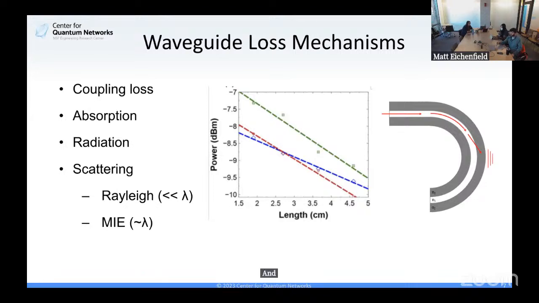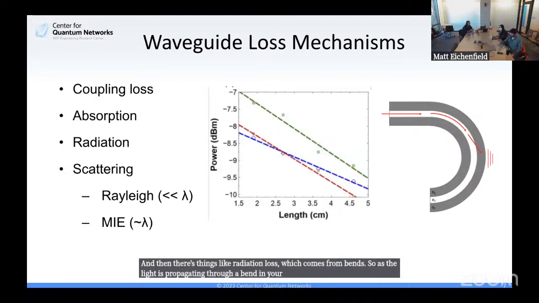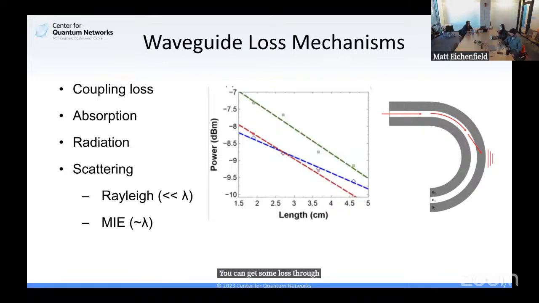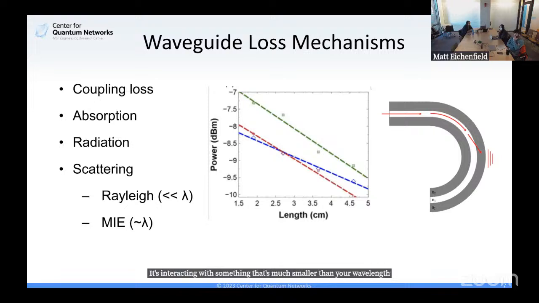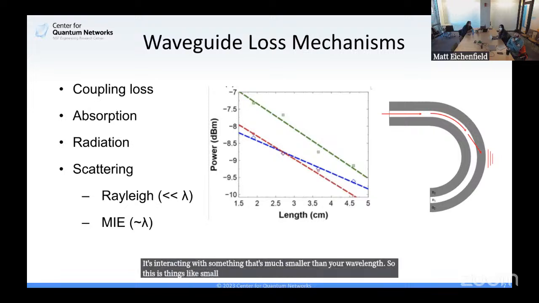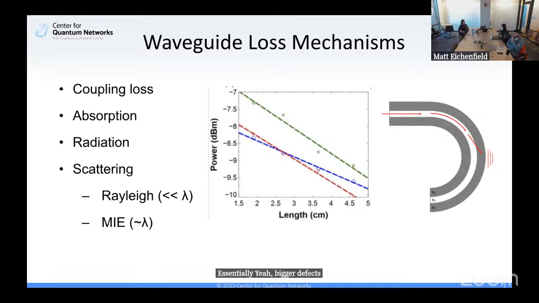And then there's things like radiation loss, which comes from bends. So as the light is propagating through a bend in your waveguide, you can get some loss through this evanescent field, which I think of as the tail of the mode that isn't fully confined to your waveguide. And then there's scattering. There's two types of scattering. The first one is Rayleigh scattering, which is when it's interacting with something that's much smaller than your wavelength. So this is things like small surface roughness and whatnot. And then there's Mie scattering, or M-I-E scattering, which typically comes from larger defects, essentially bigger defects other than just small surface roughness and things like that.